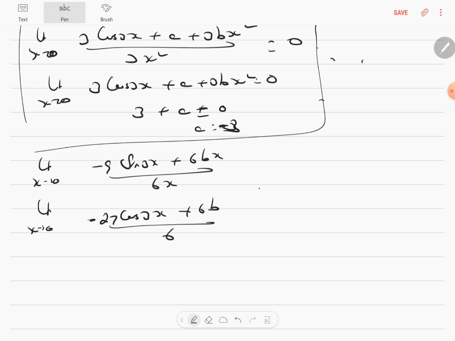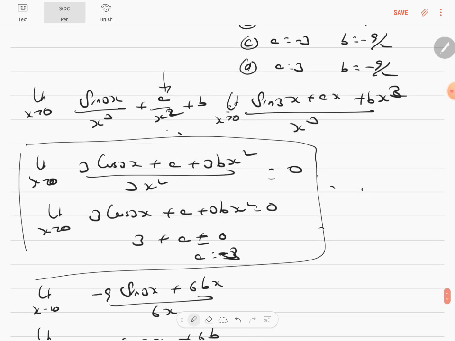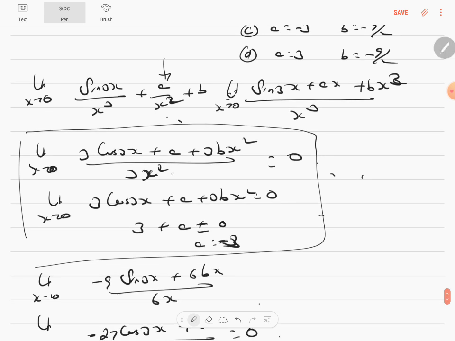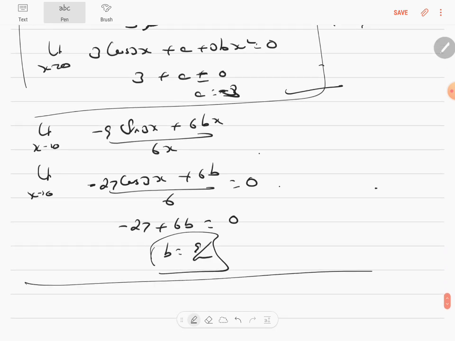Until the denominator is not 0, you differentiate. Now on substituting x is 0, cos 0 is 1, minus 27 plus 6b, and this limit itself is also 0. So therefore b is equal to 9 by 2. So until you get the format where you'll be able to solve. Like here, when the denominator is still 0, you can still equate the numerator to 0 so that you can at least get the value of a, and then keep differentiating until you can get the value of b. So that's what it is.